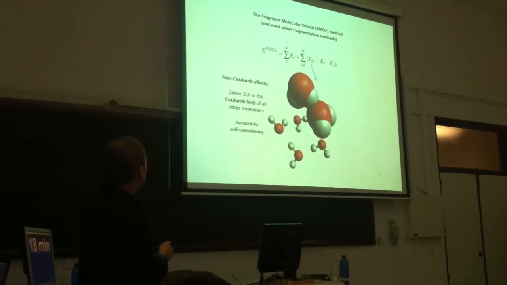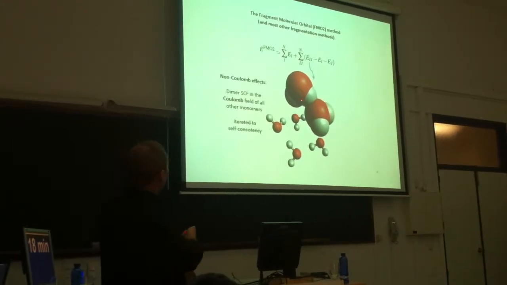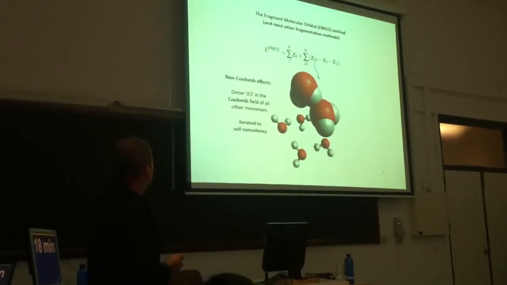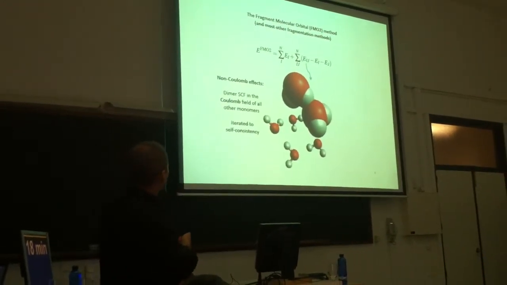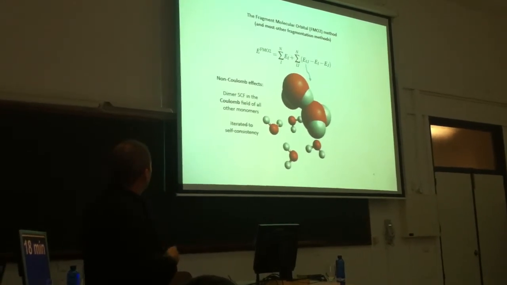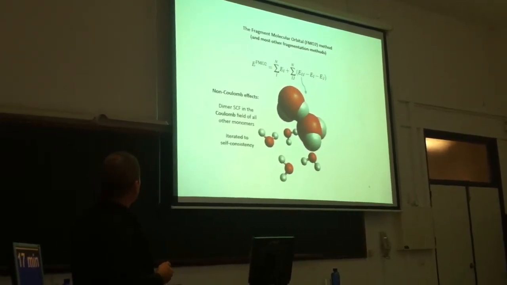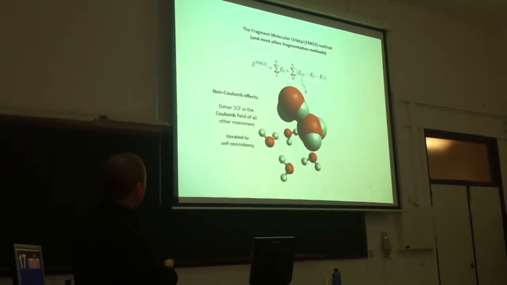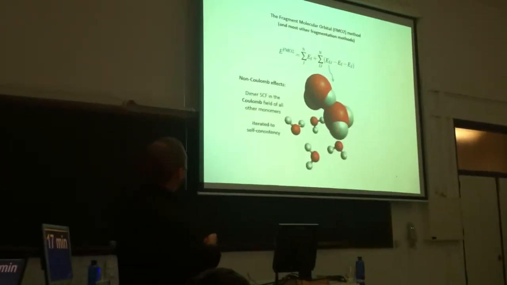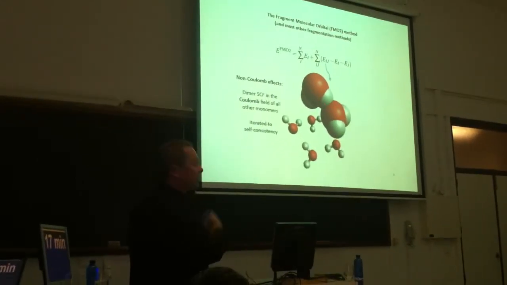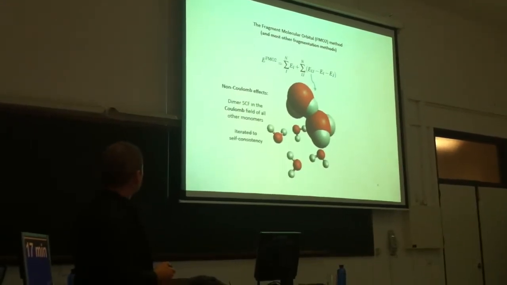Since you only have the Coulomb field in the monomer calculation, you now need to make corrections for short-range effects, such as exchange repulsion. To do that, you do dimer calculations, ab initio, if they're very close. And so then you get exchange repulsion, charge transfer, and things like that. This is done in the Coulomb field of the other molecules, but this is not iterated to self-consistency. Obviously, the dimer calculation will change the charge density here, but that effect is not included for cost reasons.